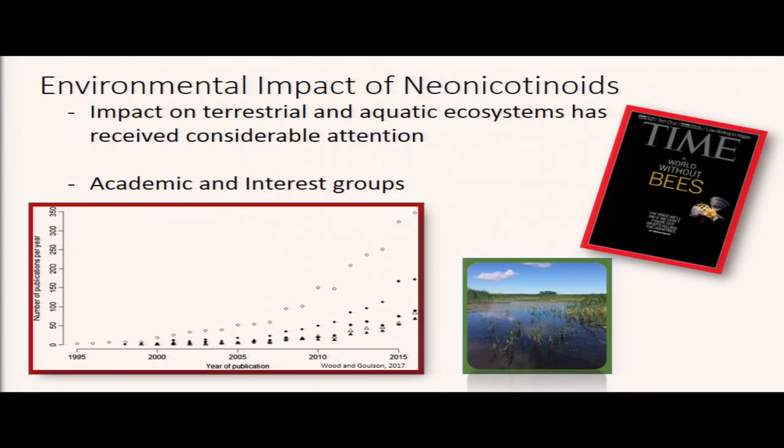Due to this widespread use, there were concerns among conservation groups and other environmental groups about their non-target impacts to pollinators, bees, as well as vulnerable ecosystems, including aquatic habitats. This figure below, from a review paper by Wood and Goulson, provides a good example of the interest in this topic over the last 10 years since imidacloprid was first introduced in the early 1990s. And you can see that gradual upward trend in the number of published papers on different topics related to neonicotinoids.